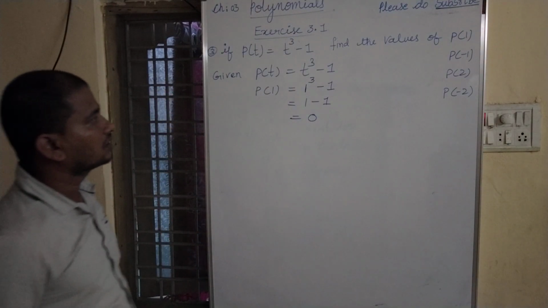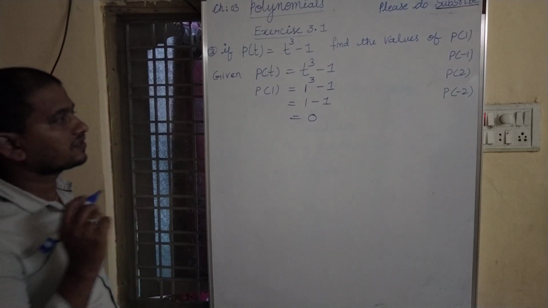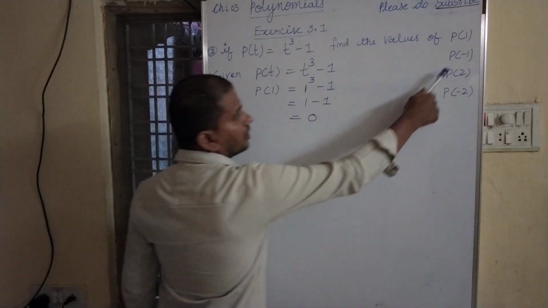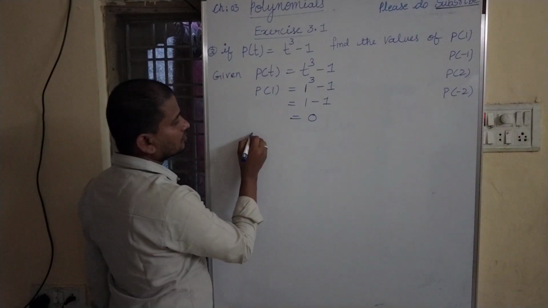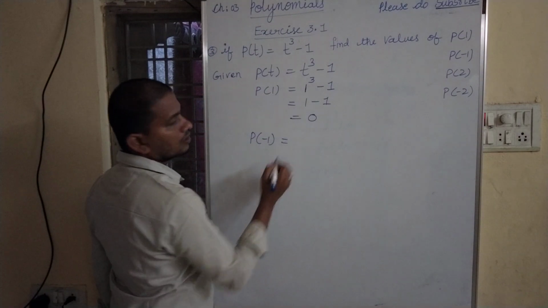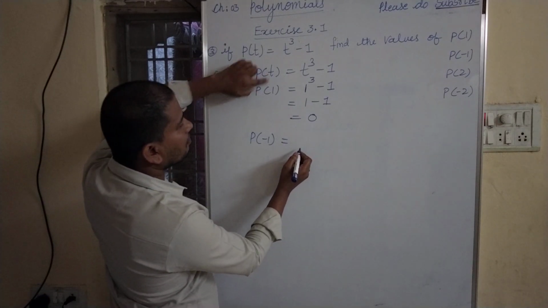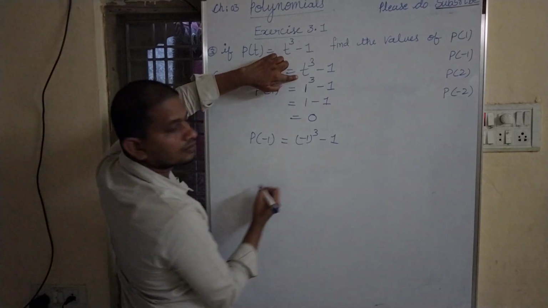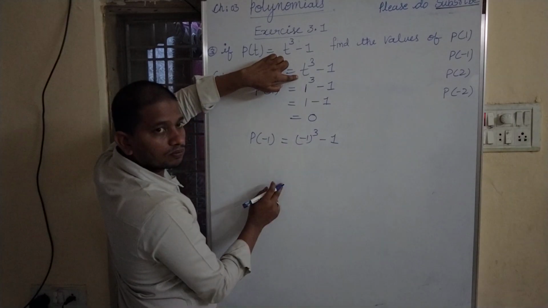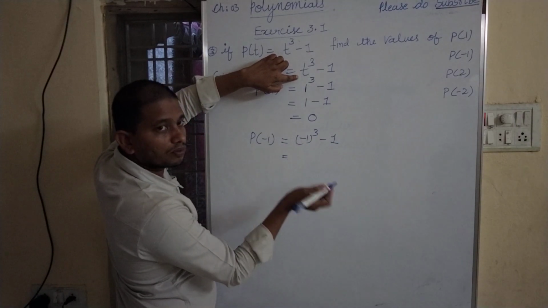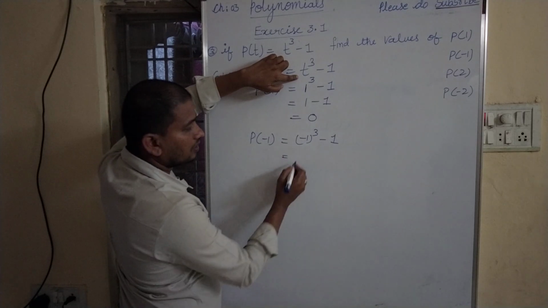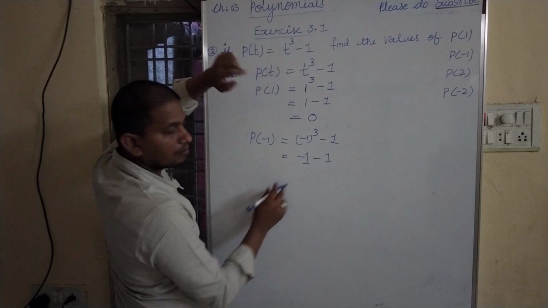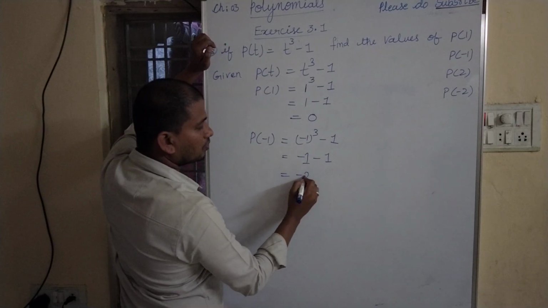Next, the second one is p of minus 1. This was our first one, p of 1, and the second one is p of minus 1. In place of t, substitute minus 1: minus 1 whole cubed minus 1. Minus 1 whole cubed is minus 1 into minus 1 into minus 1, which is equal to minus 1. Then minus 1 minus 1, that is equal to minus 2.